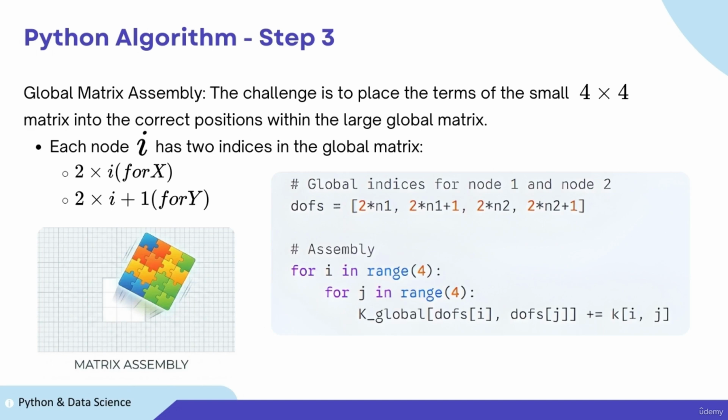Step 3 is assembly. We need to place that small 4x4 matrix into the massive global system matrix. In 2D, the indexing is slightly more complex than in 1D. Because each node has two movements, node I corresponds to indices 2 times I and 2 times I plus 1. We use the command k_global[indices] plus equals k_el. This superimposes the stiffness of every bar into the main system.